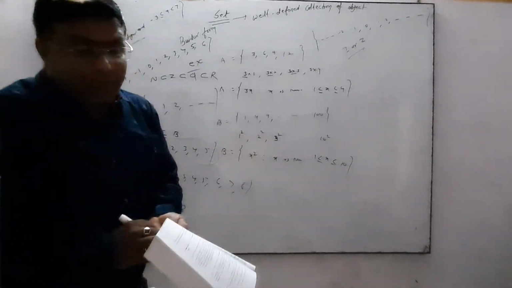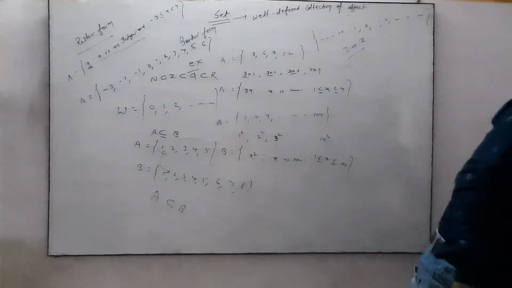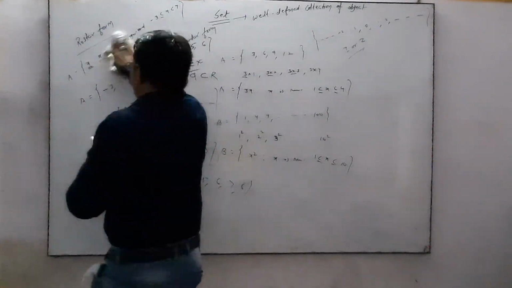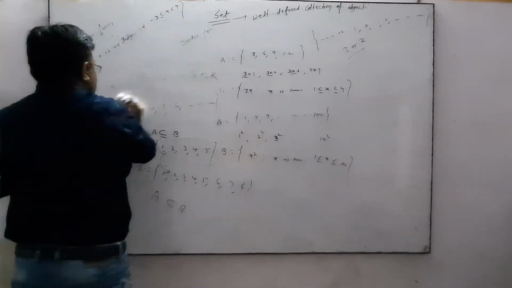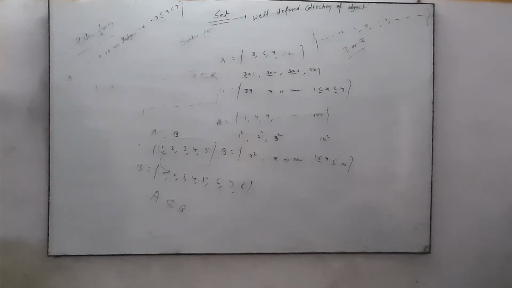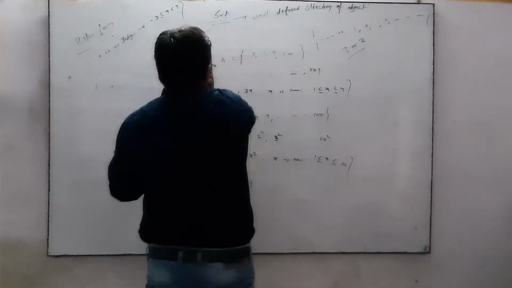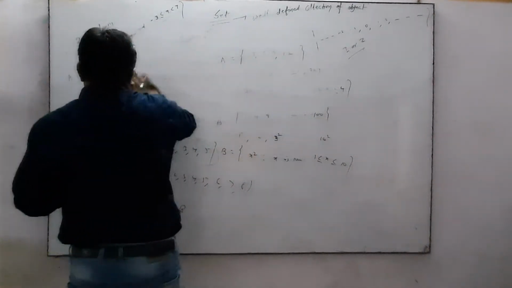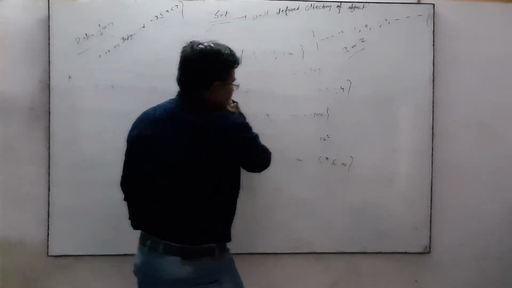You know, students, there are two types of interval. One is the open interval and another is the closed interval. So what is the open interval and what is the closed interval? Open interval is denoted by a small bracket and closed interval is denoted by a big bracket. Right? What is the difference between open interval and closed interval?